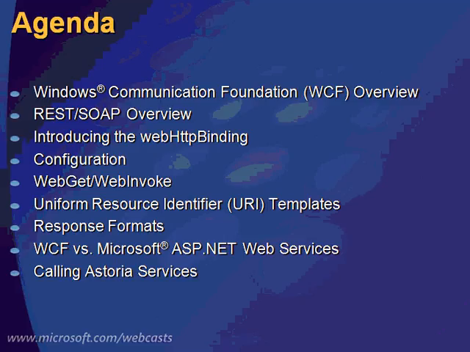WebInvoke, and essentially these are just a couple attributes that allow us to annotate our operations to essentially say, do we want to do a get or do we want to do some other action, be it a post, a put, or a delete. And we'll run through some demos of that.